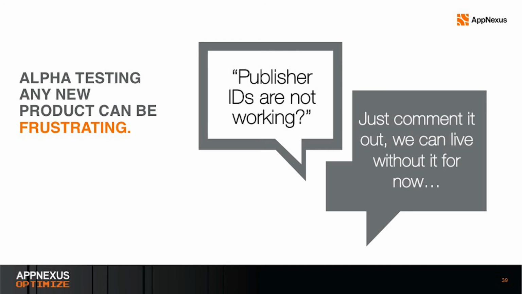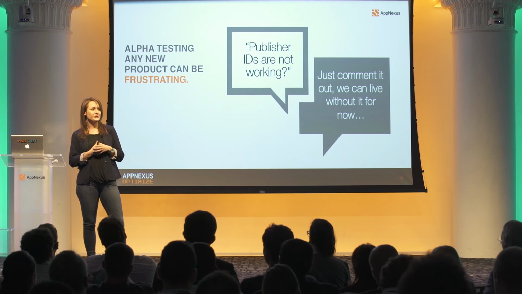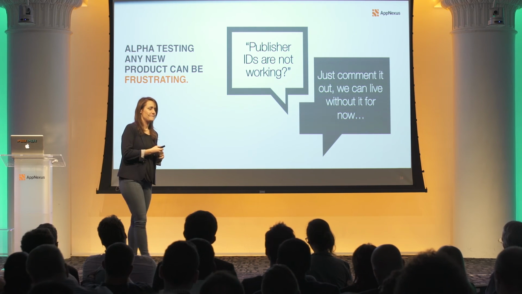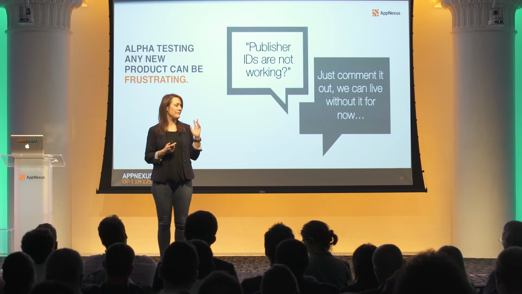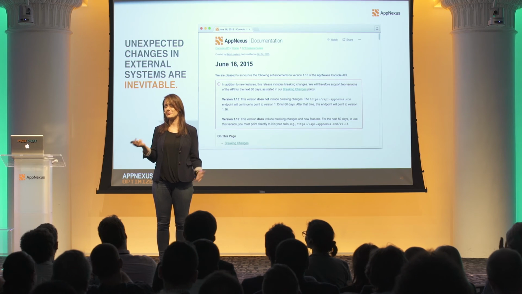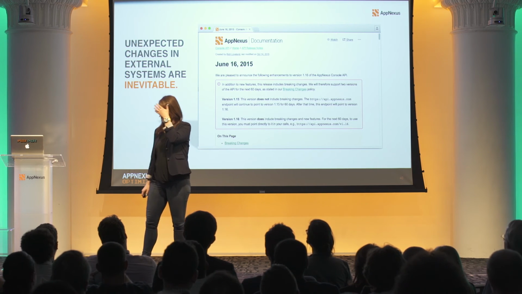That said, alpha testing any new product can be extremely frustrating. And I don't think that it was more so with the AppNexus product. I just think if you want to sign on to do alpha customer work, you have to expect that you have an alpha product. As long as you're comfortable with rolling with the punches, I think that you can do a good job. Publisher IDs weren't working. We decided to comment it out and move right along, and the product still worked anyways. We were able to uncomment it about a week later.